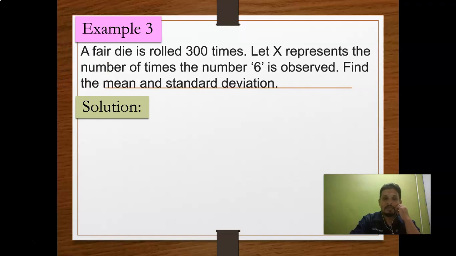A fair dice is rolled 300 times. I do believe that all of you have seen a dice before, with 6 faces, and every single face has a value: 1 dot, 2 dots, 5 dots, and so on. When we play a game, we use the dice. So a fair dice is rolled 300 times, so this is the number of trials. Let X represent the number of times the number 6 is observed. Find the mean and standard deviation.